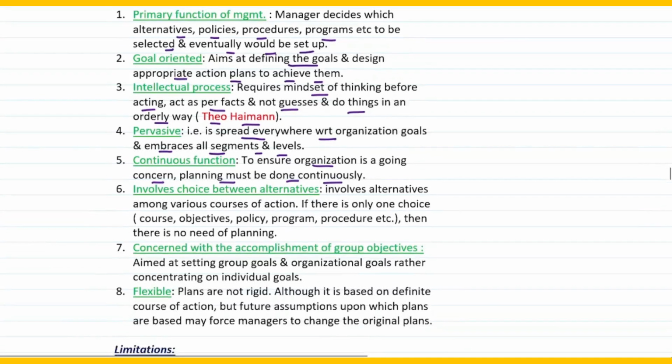Now it involves choices between alternatives, right? It involves a lot of alternatives amongst various courses of action. So every plan basically has different alternatives to be worked upon, and you have to ensure that you select the proper alternative in order to execute the plan in the right manner. If there is only one choice, that is, only one course, one objective, one policy, one program, one procedure, then there's no need of planning. So planning will be required only when you have different alternatives. If there is only one alternative, what's the point of planning? Whatever is there, you're going to execute it. It's as simple as that.